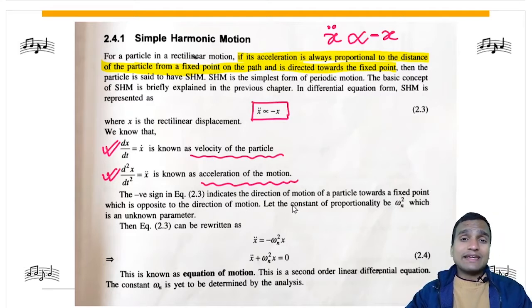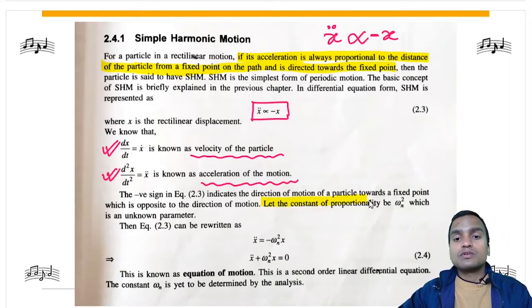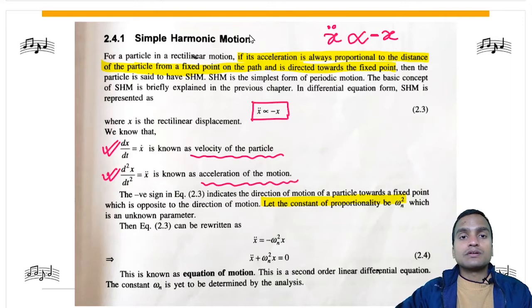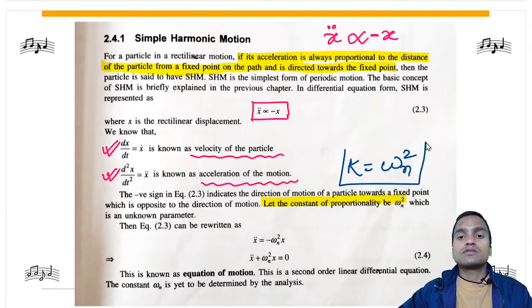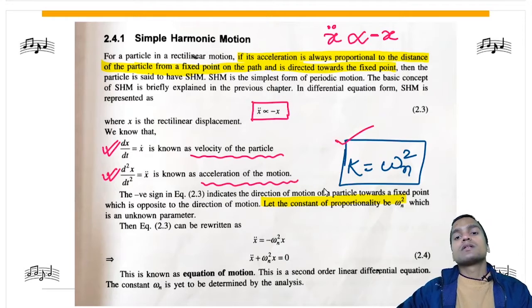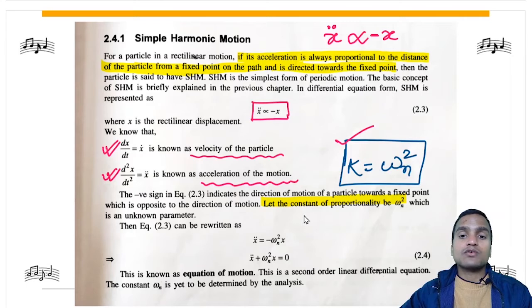So here we take the constant of proportionality k equal to omega n square. This is also very important to be remembered by all of you: k, the constant of proportionality, will be equal to omega n square. Omega n, let us say, is an unknown parameter, we don't know much, but we can guess that this omega n is the natural frequency.